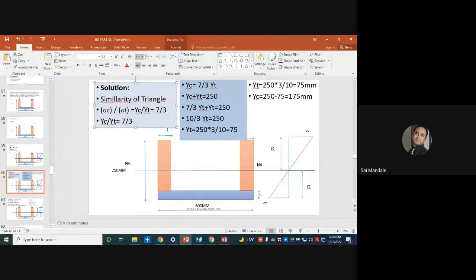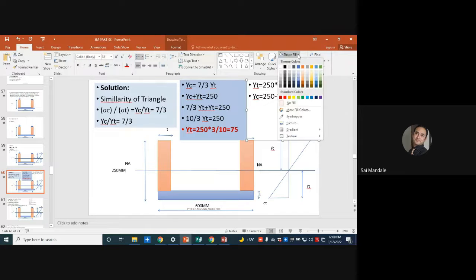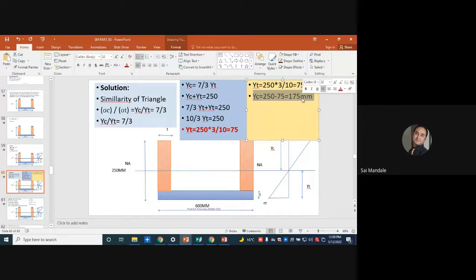If the value of yt is equal to this much, what is the value of yc? Yc is equal to 250 minus 75. Perfectly correct, Rutuja. So the value you have told me for the equation is yc equals 175.